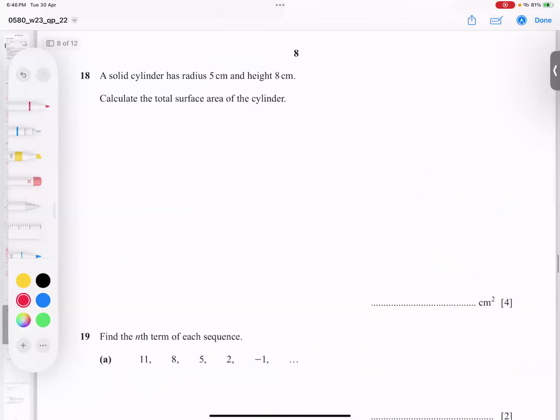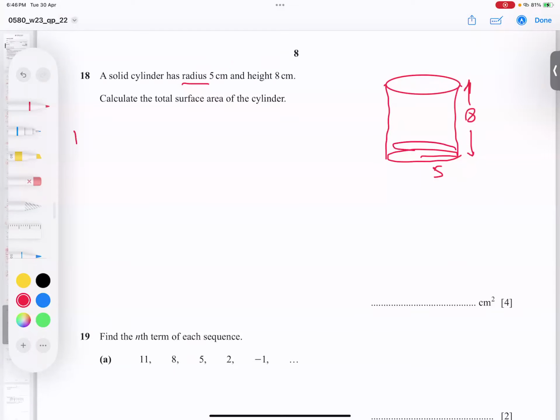So next question, student, we have number 18, and let's see how we can do this question. If you look carefully, a solid cylinder has a radius 5, height 8. Although the diagram is not important, I am making it just for the sake of your understanding. Radius 5 and height is 8 from here till here. Total surface area, because this is a prism. Prism means it remains the same throughout. If I go up, it remains the same. It's called a prism, whereas the cone is not a prism, because if we go up, this circle becomes smaller and smaller. So it's not a prism.